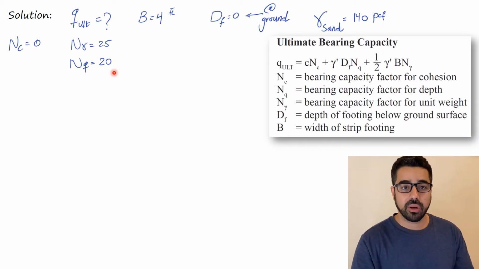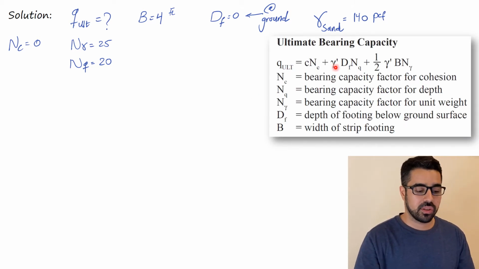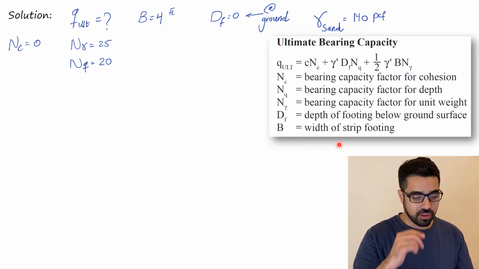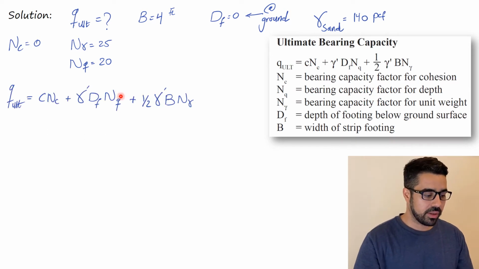You go to the FE reference manual, you're going to see this is basically the equation for the ultimate bearing capacity. So the first term is basically for the cohesion. The second term has relationships to the depth of the footing. And then the final one is basically for the unit weight for the soil. So we write down the equation.